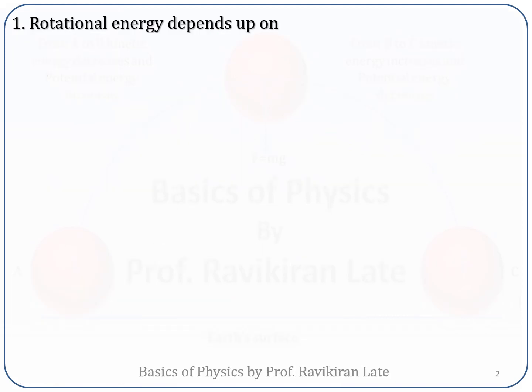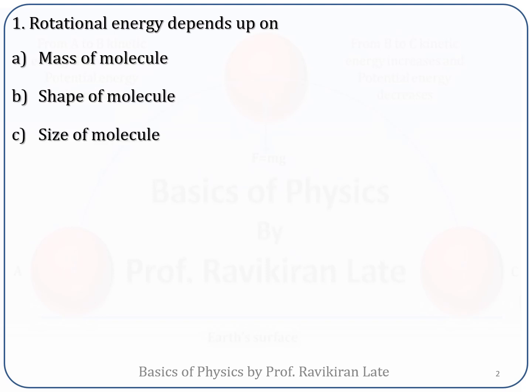First multiple choice question: rotational energy depends on. Option A, mass of the molecule. Option B, shape of molecule. Option C, size of molecule. Option D, mass, shape and size of molecule.